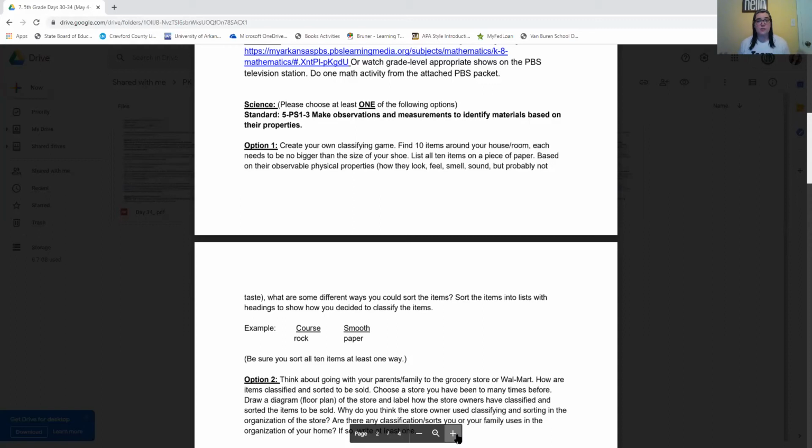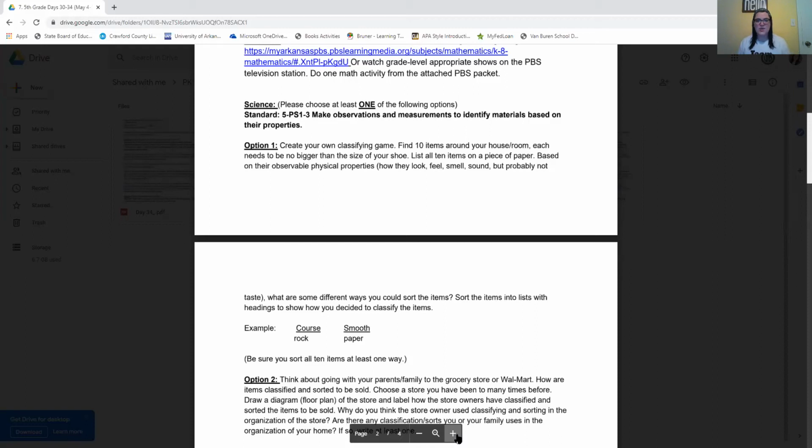How do they feel? Maybe 3 of your items are soft, so you can put those in a soft category. Or maybe you have a bunch of slime that you found, so maybe you have 3 things that are slimy and 3 things that are soft. So think about how you could sort those 10 items.